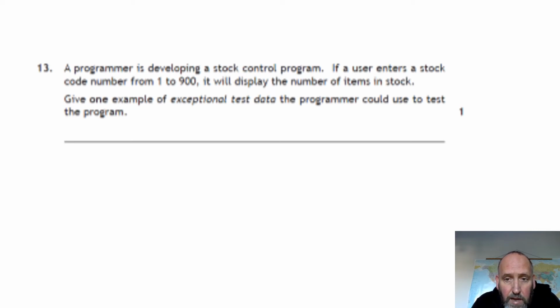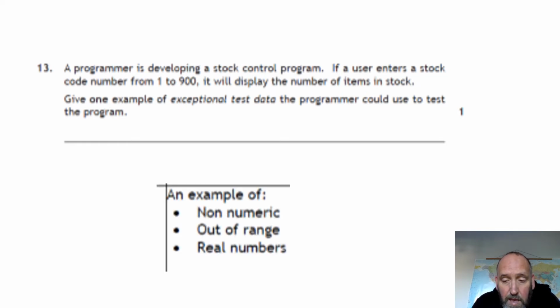We're looking to enter a stock code between 1 and 900. Give one example of exceptional data. Pause the video. Write your answer. Anything that's non-numeric, anything that's not a number between 1 and 900, a real number.